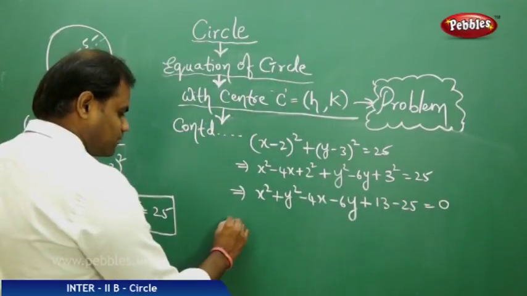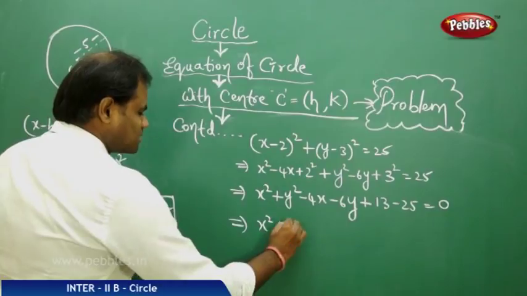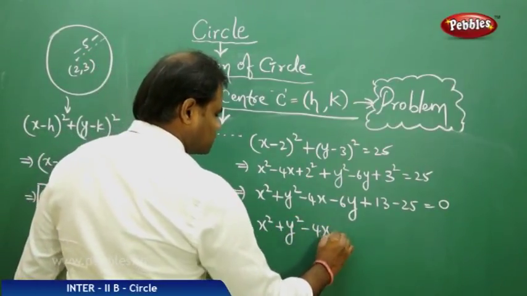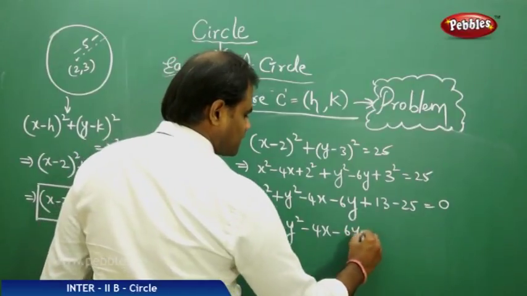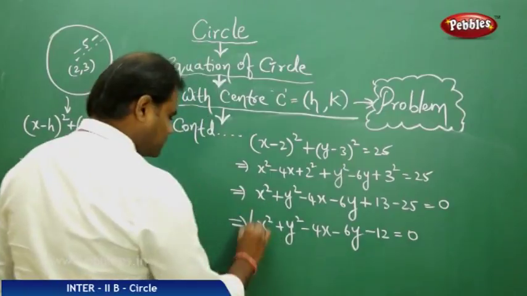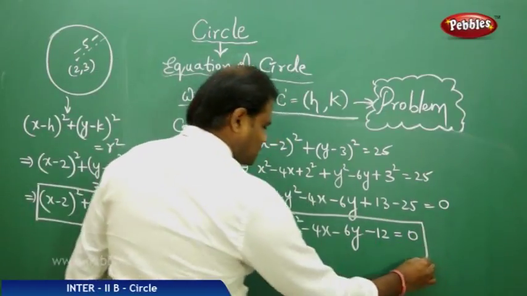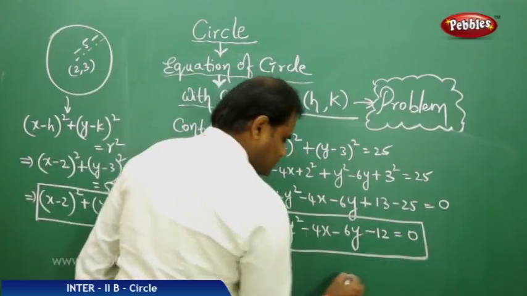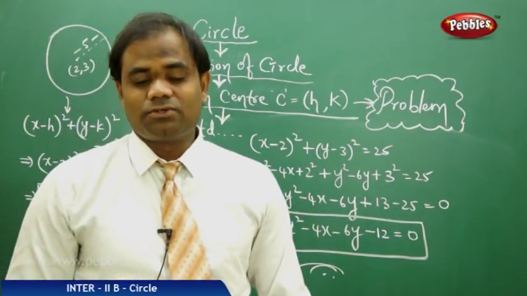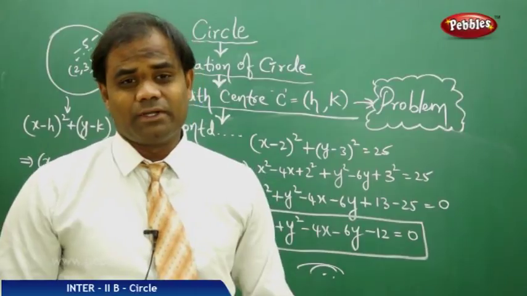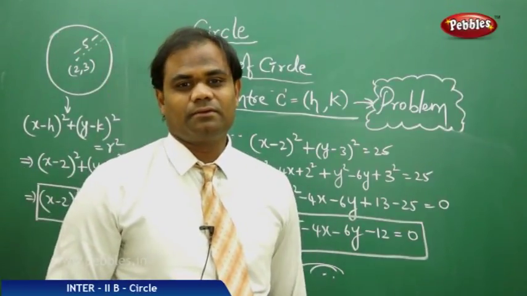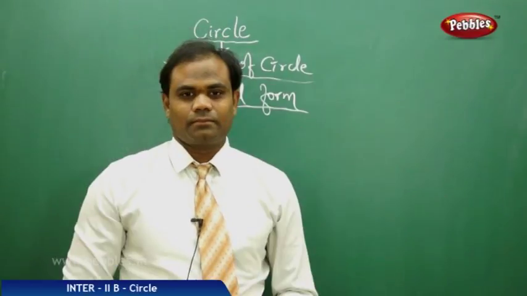On final simplification, this gives me x squared plus y squared minus 4x minus 6y plus 12 equals 0. This is how I get the most simplified equation of a circle with center (2, 3) and radius 5 units. This is how we obtain it in the most simplified form.